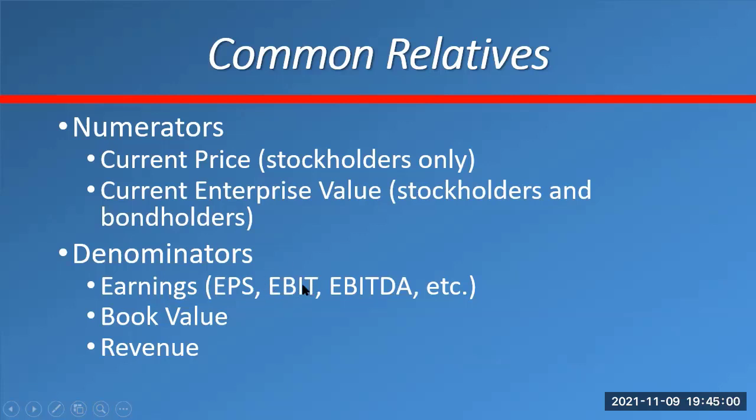If it's before interest, that belongs to stockholders and bondholders. So what do you use? Price or enterprise value? Enterprise value. Anything that is before interest expense has to use enterprise value. If it's net of interest expense, it only belongs to the stockholders, and that's when you use price. All right. So earnings per share, is that before or after interest expense? That's after, so you use price to earnings.